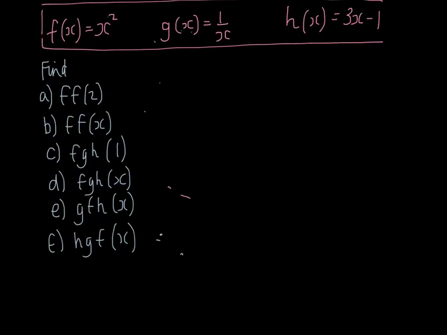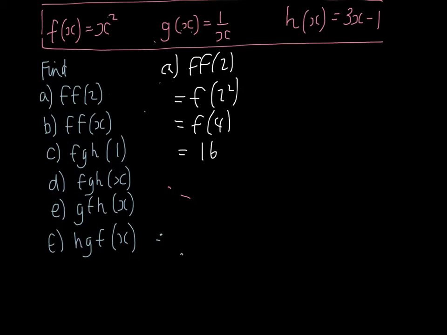So now I've got 3 new functions, f, g and h, and we're going to combine those in different ways to find these results. Let's start off with the first one. So we want to find f of f of 2. For that we're going to find f of 2, so that's 2 squared. Then we find f of 4, which is 4 squared, so that's 16. Second one, if we want a general result, we want f of f of x. We're going to find f of x, which is x squared. Then we're going to square x squared, so we'll get x to the power of 4.